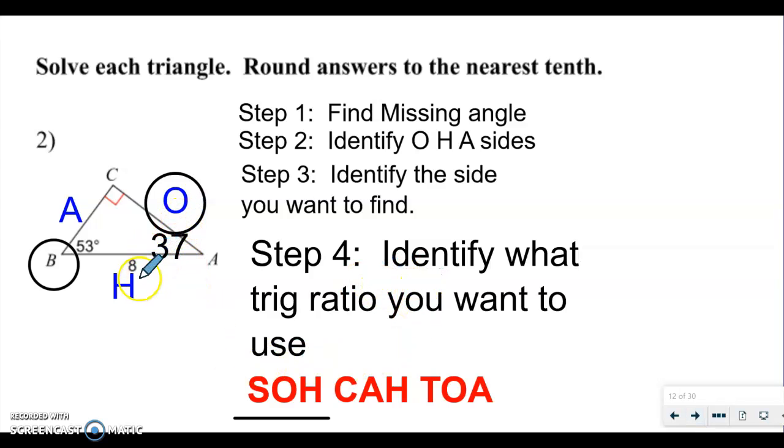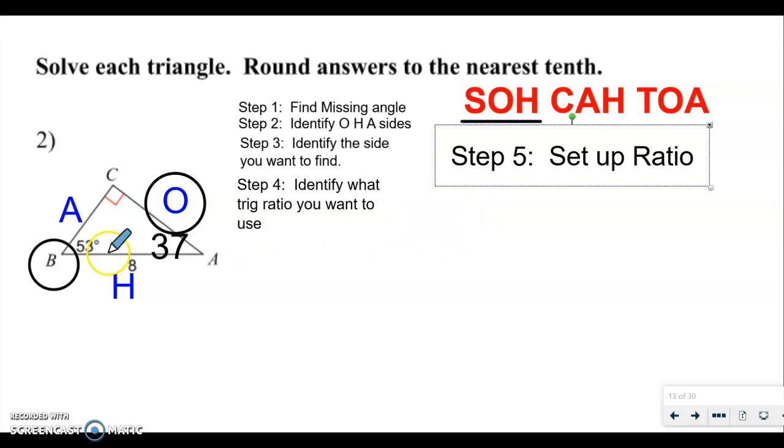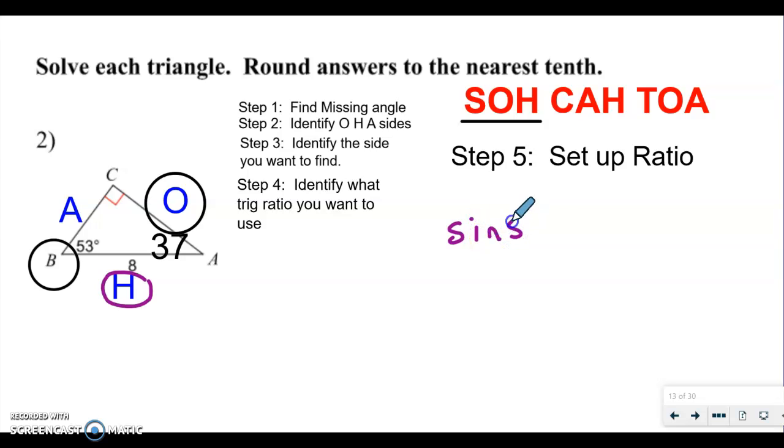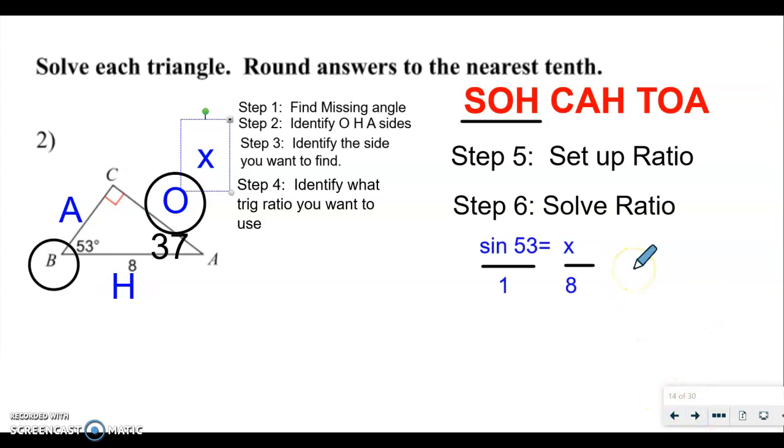Okay, so then we're going to identify the trig ratio you want to use. We have the opposite and we have the hypotenuse. So we're going to use the sine ratio. After that, we're going to set up the ratio. Sine of 53 equals the opposite side, which I'll call x, over the hypotenuse of 8. Okay, now we're going to solve it. Solve for x. We're going to cross multiply. So we have 1 times x, which is x, and then 8 sine 53.